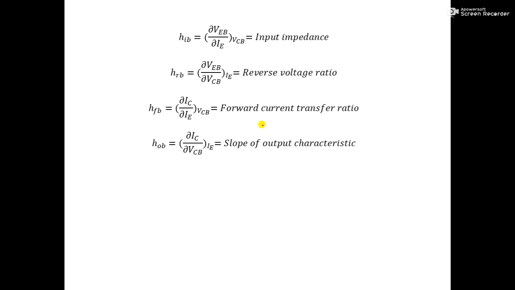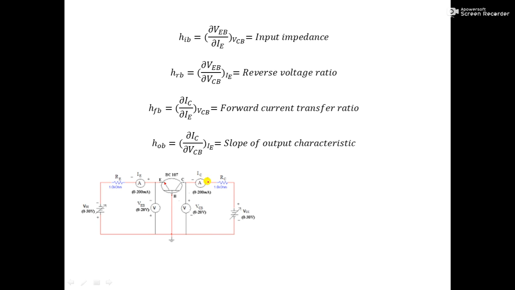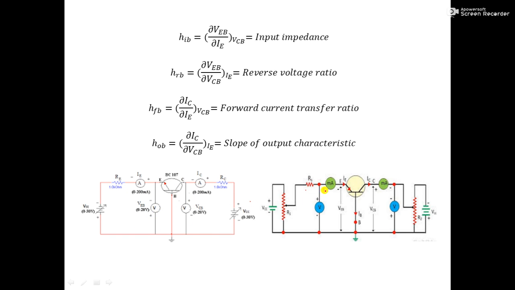So this is input impedance, this is reverse voltage ratio, this is forward current transfer ratio, and this is the slope of output characteristics, that is output admittance. And this is the circuit diagram for the NPN transistor for the common base configuration, and this is the circuit diagram for the PNP transistor in common base connections.